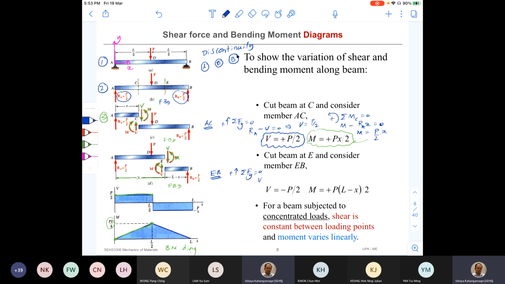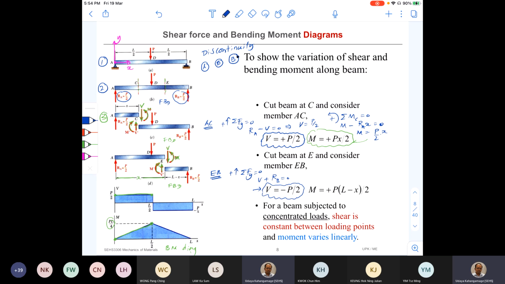So that means V prime, or it's equal to V. Maybe I can remove the V prime. V plus RB equal to 0. If you simplify this one, we get V is equal to negative RB. RB is equal to P by 2. That means V is equal to negative P by 2.